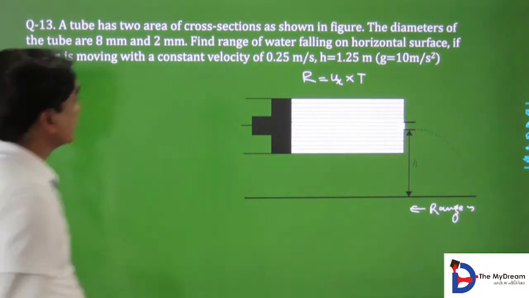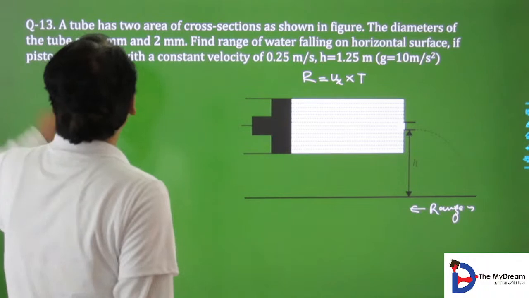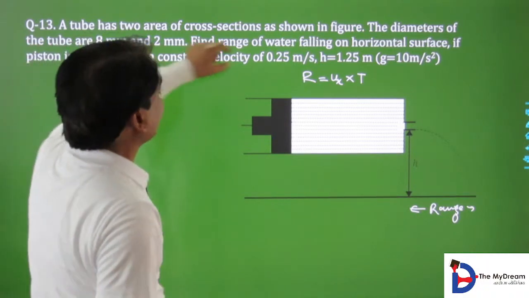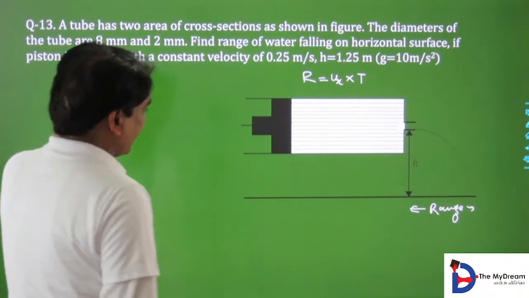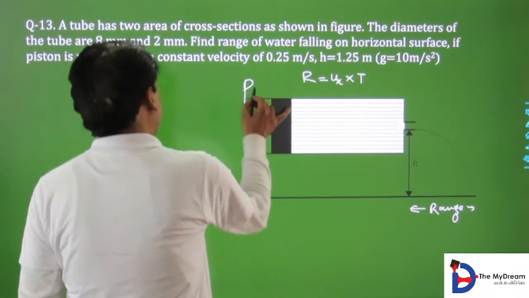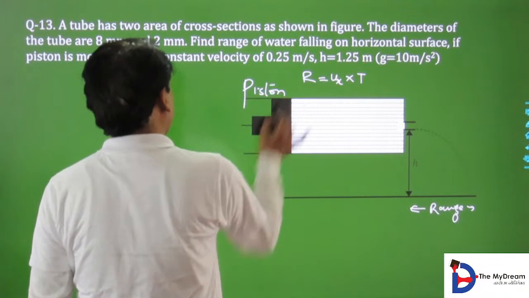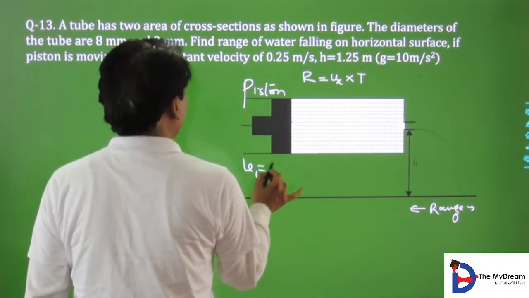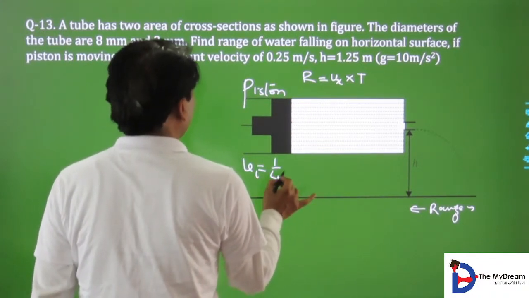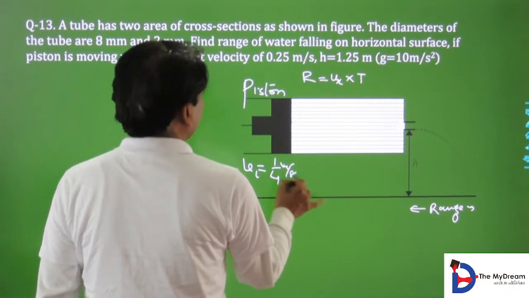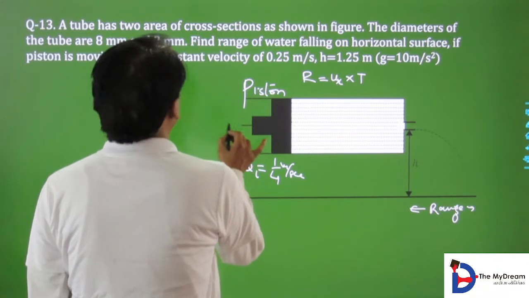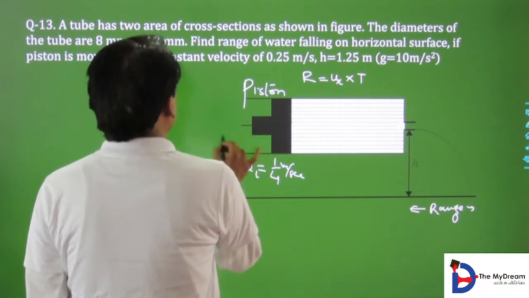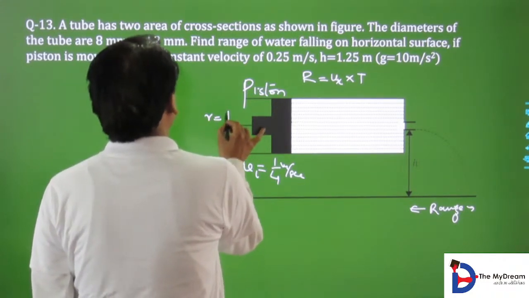Now, if the piston is moving with a constant velocity, the velocity of the piston is given. The velocity of the piston, that is v1, is 0.14, that is 1/4. And the diameter is given to you, so the radius is 4 mm.